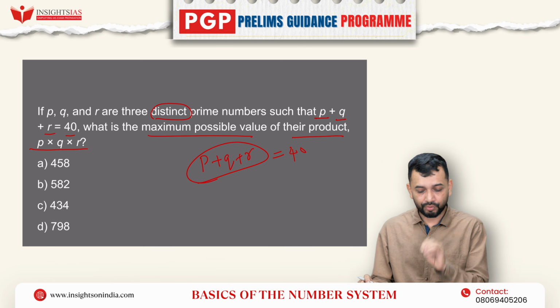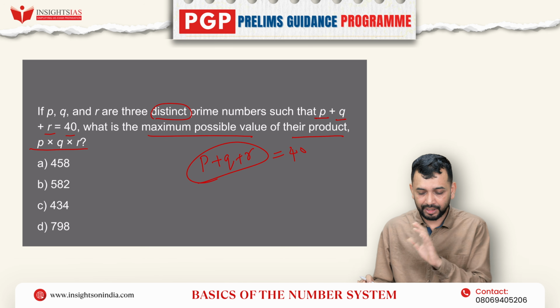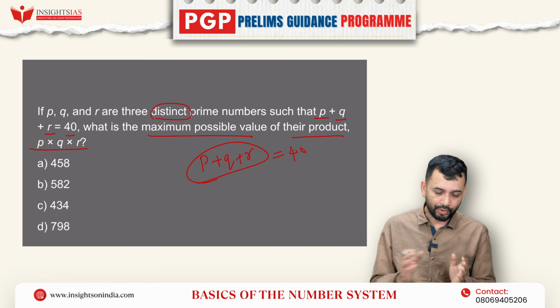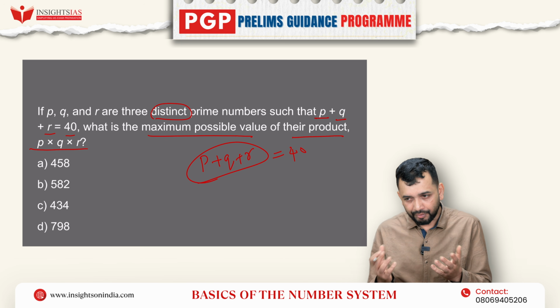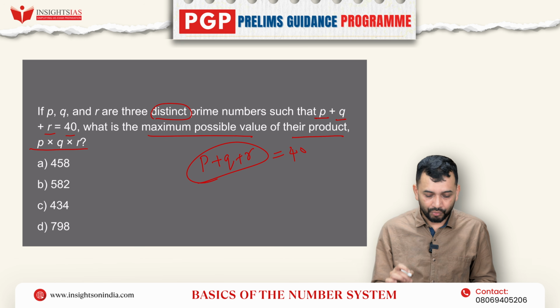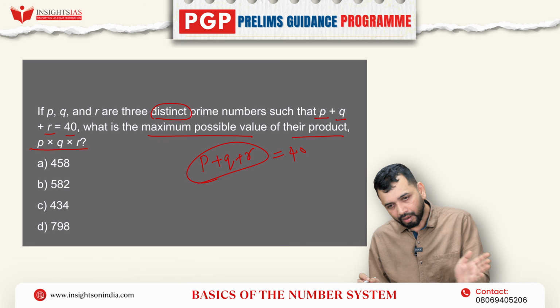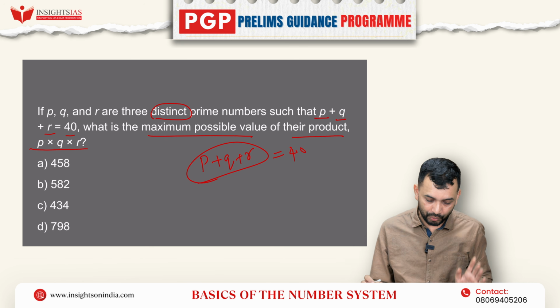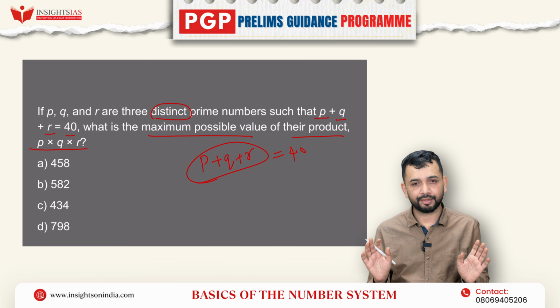First, you are not worrying about the numbers in the first place. First I am thinking it is an even number. You are adding three numbers whose final answer is even, right? Now you know that all the prime numbers are odd numbers except two. Let's say all three are odd numbers, odd primes.